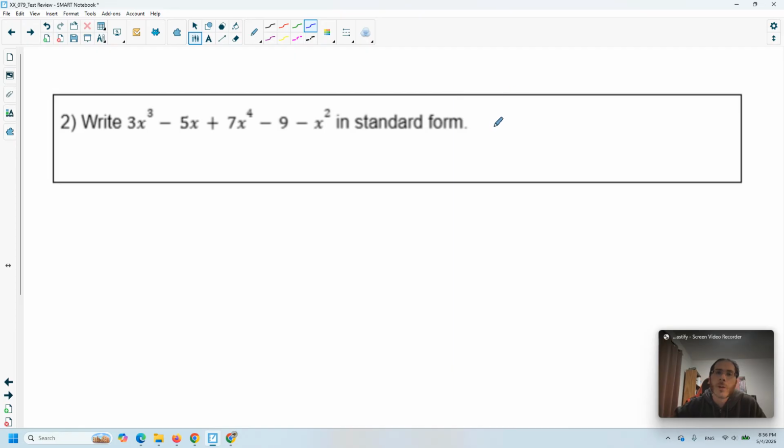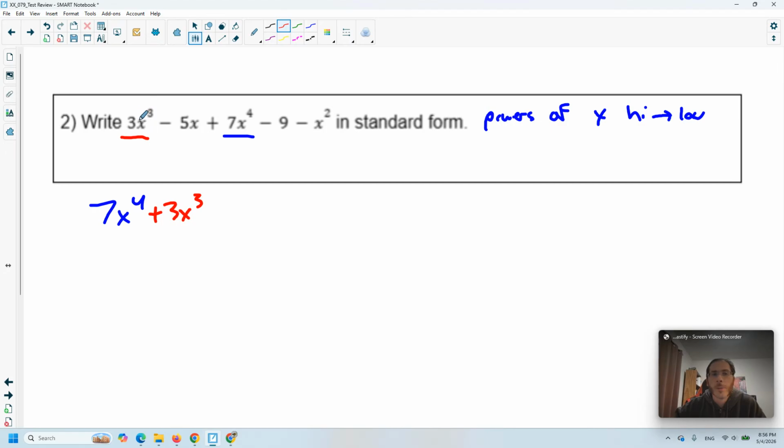So remember, standard form, we need the powers of x to go high to low. So I'm just going to search. Here I've got my most x's, so 7x to the 4th. Then I've got my second most x's is x to the 3rd. So since this is a positive, I'm going to write that as plus 3x to the 3rd. X squared is next. That's going to be a minus x squared. After that, I have just a regular x, so minus 5x.